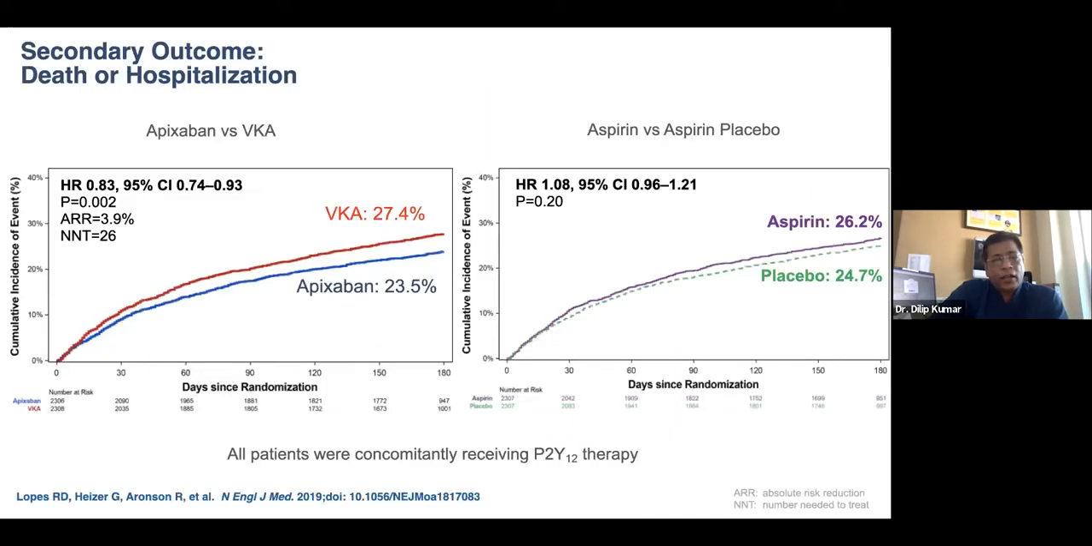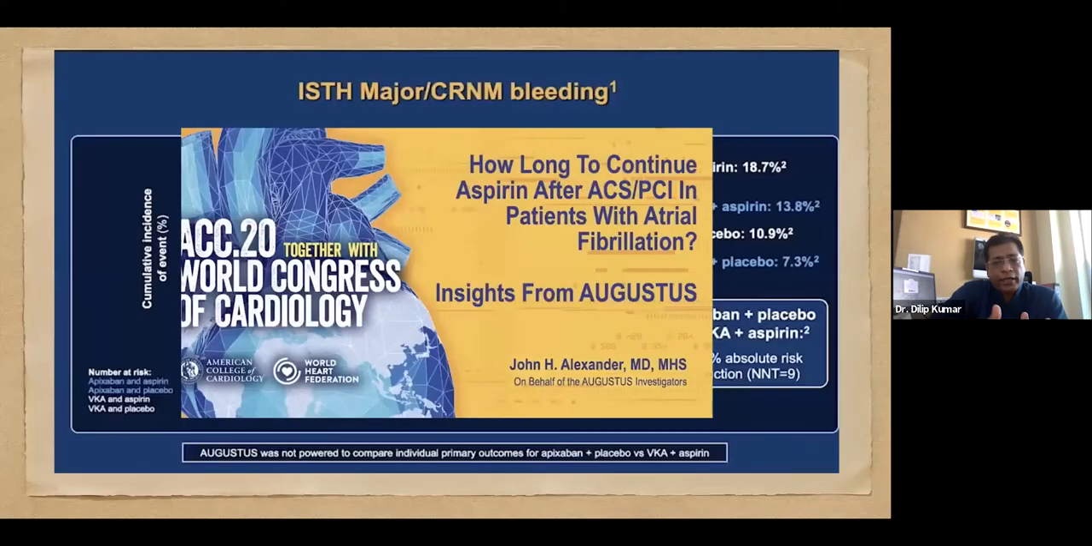The secondary outcome, death or hospitalization, was not much different. But at the same time, it was very clear with this AUGUSTUS trial that aspirin was the major driving force in the bleeding reduction. But when to stop aspirin is an important issue, and that is what insights from AUGUSTUS we can make out some strategy.